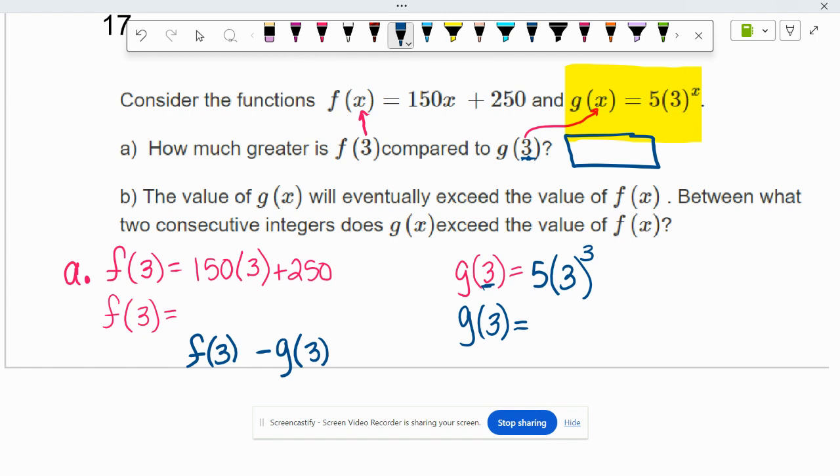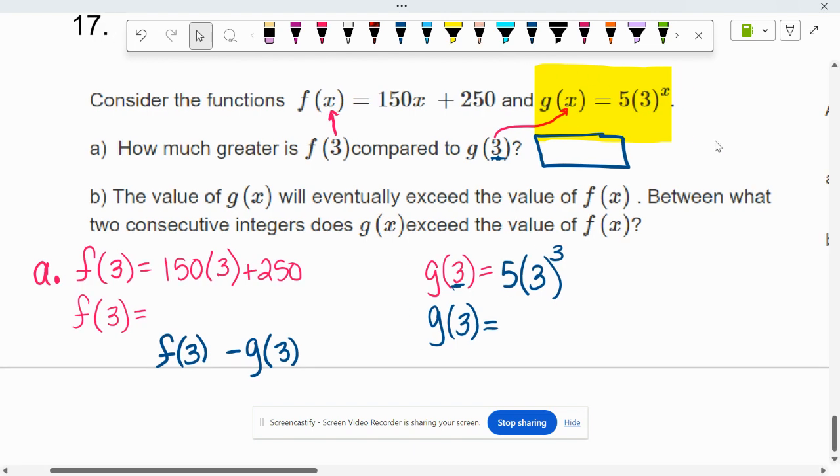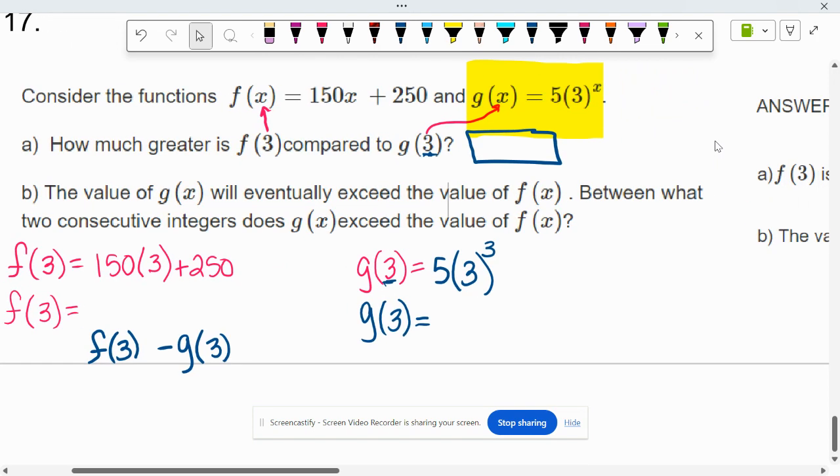Find the difference. Okay. Last part of this says the value of g of x will eventually exceed the value of f of x. The value of g of x will eventually get bigger than f of x. We need to find out when, between what two values, okay? So you guys are going to go to Desmos, or you can use your y equals in your calculator, but I think it'll be easier in Desmos. You're going to put both of these equations into Desmos.